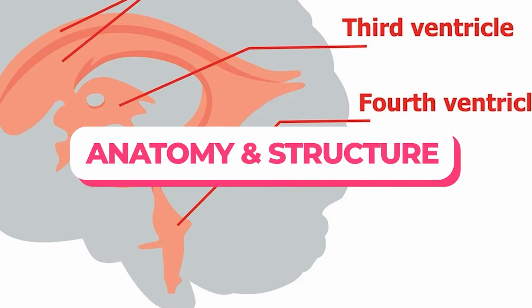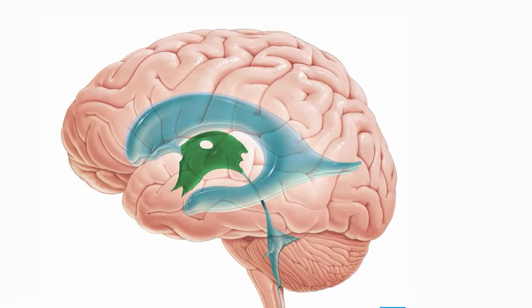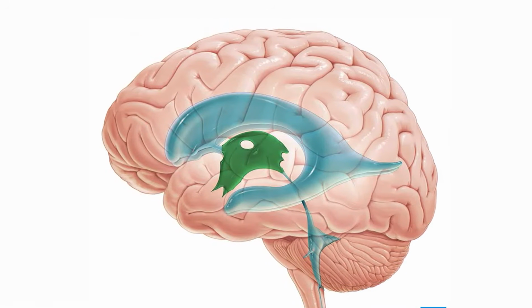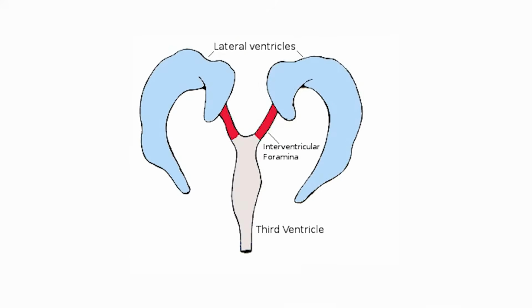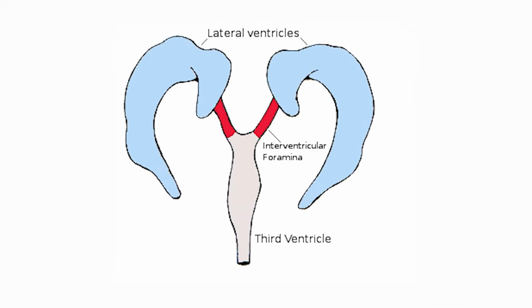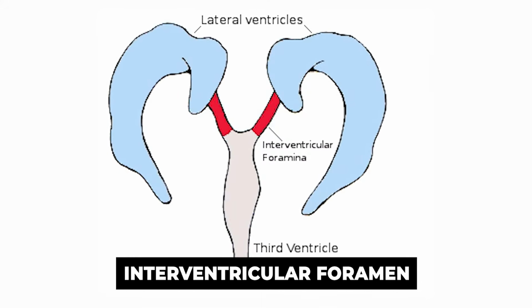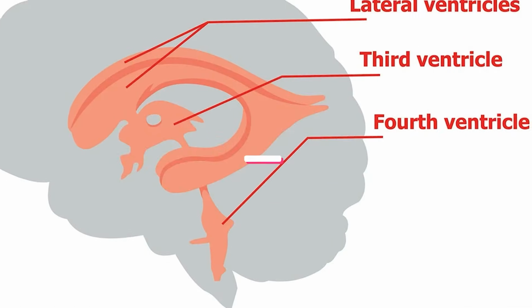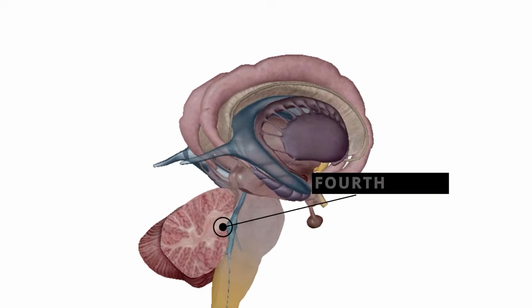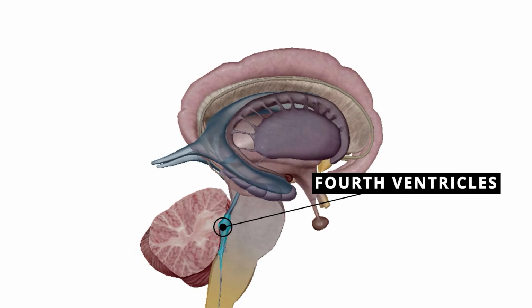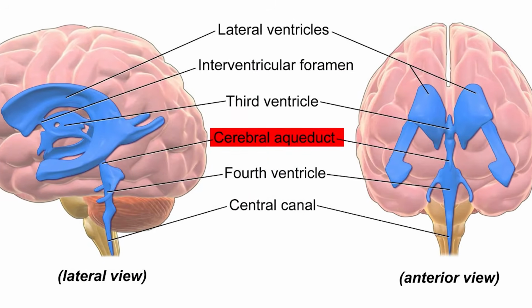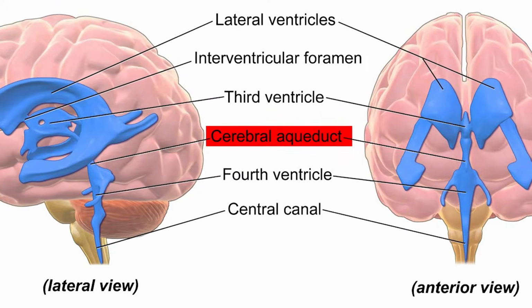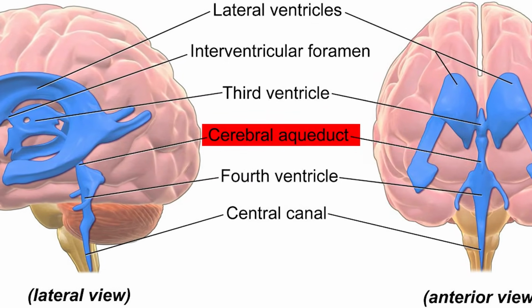Third ventricle. This is a narrow, funnel-shaped cavity located in the midline, between the left and right thalamus. It's connected to each lateral ventricle by the interventricular foramen or foramen of Monro. Fourth ventricle. Located between the pons and the cerebellum. It communicates with the third ventricle above through the cerebral aqueduct or aqueduct of Sylvius.